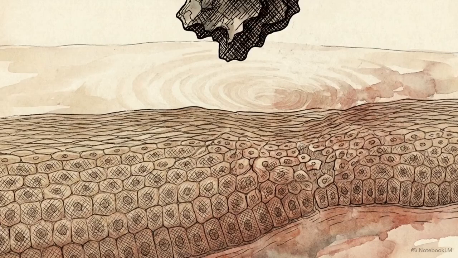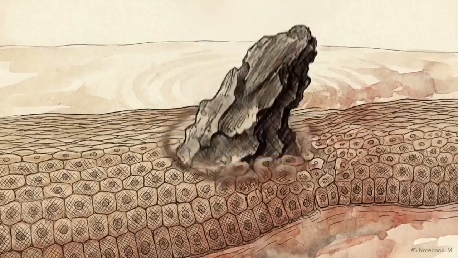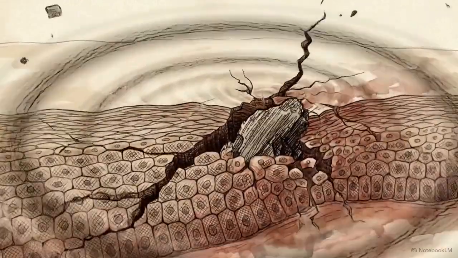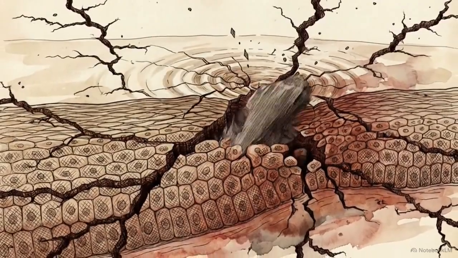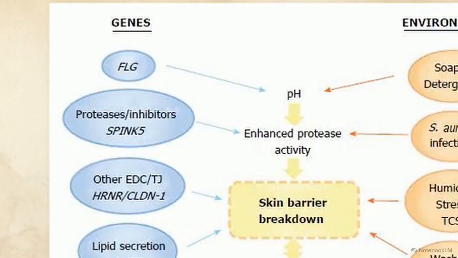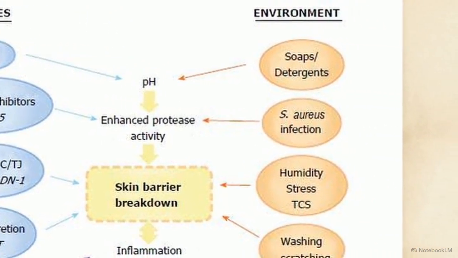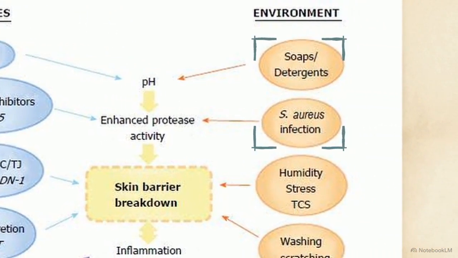Many polygenic traits operate through a gene-environment cascade, where a localized physical breach sets off a systemic chain reaction. This flowchart tracks atopic disorders. Top left, genetic mutations in FLG and SPINK5 genes weaken the skin's epidermal barrier. The cascade begins when external factors, like the pH of common soaps or a bacterial infection, exploit that localized weakness, causing a complete breakdown of the skin barrier.